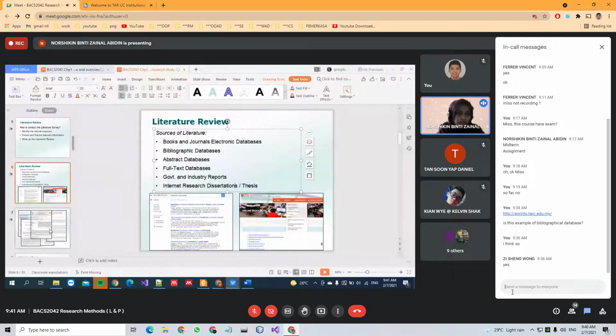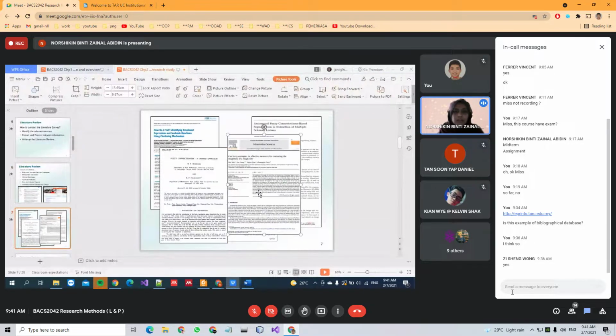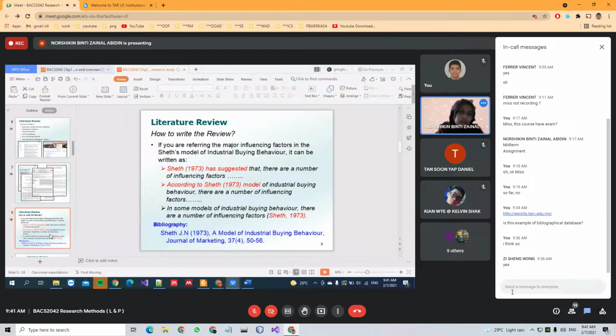Then we move to the next slide. This is an article. This is just an example of an article. So how to write the LR, or how to write the review. Like I said just now, an LR is the output that you take from other papers, or you refresh back what others said.